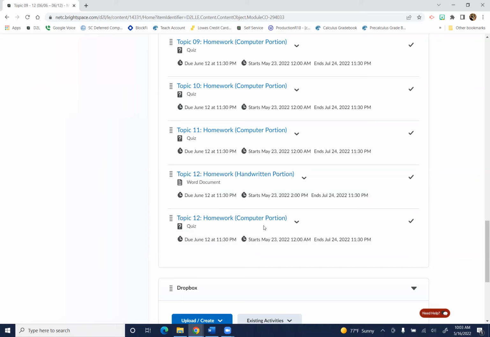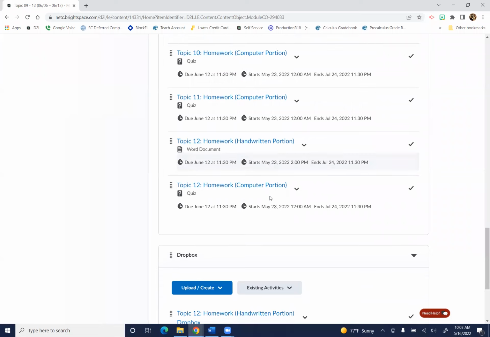All right, so let me say that again. If you're doing a homework that has both portions, I need you to print or copy down the handwritten portion first, and also start your computer portion and do both portions back and forth together at the same time. When you complete both portions, submit the computer portion and upload the handwritten portion into the Dropbox.